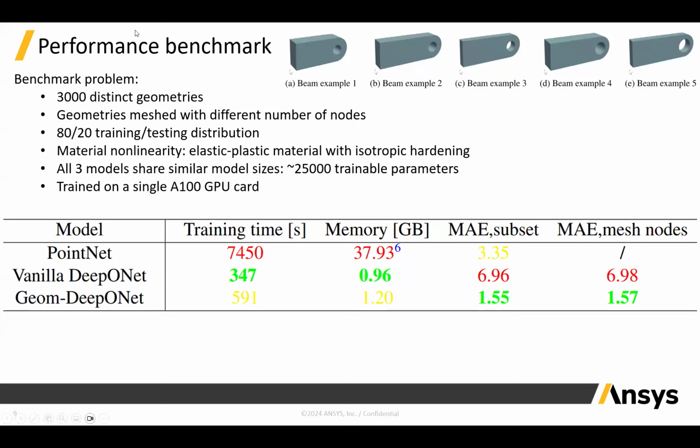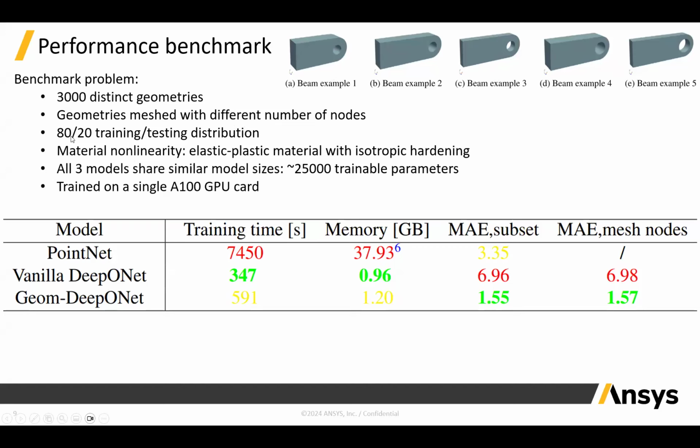So in this benchmark problem, we're looking at 3,000 distinct geometries. As you can see at the top, I show an example of what some of these geometries would look like. These are fairly simple geometries, just a toy problem. The beams have different length, width, and thickness, and the hole at the end is of different size. They're characterized by, I believe, 3 or 4 different geometric parameters. The geometries are meshed with different numbers of nodes but the same element size, so they have approximately the same characteristic length. The difference in the number of nodes primarily comes from the difference in volume.